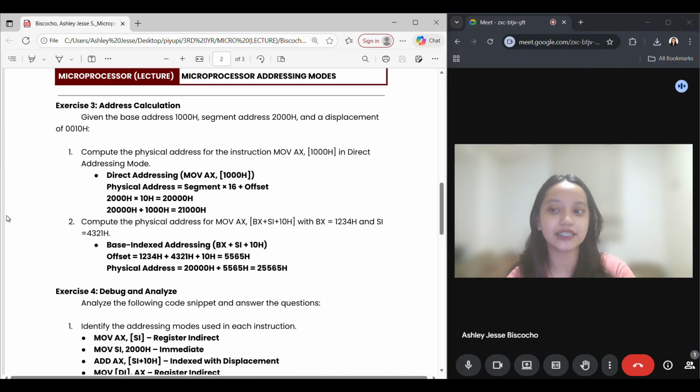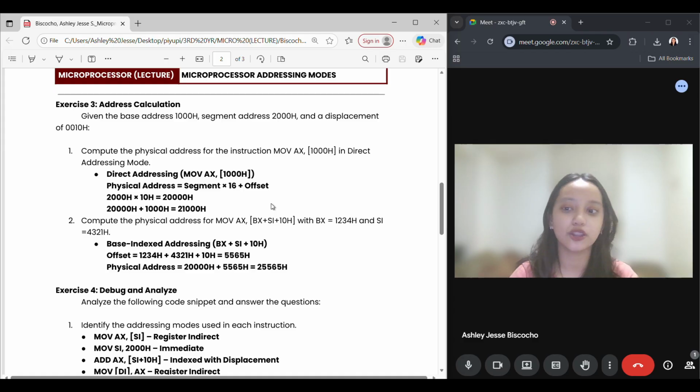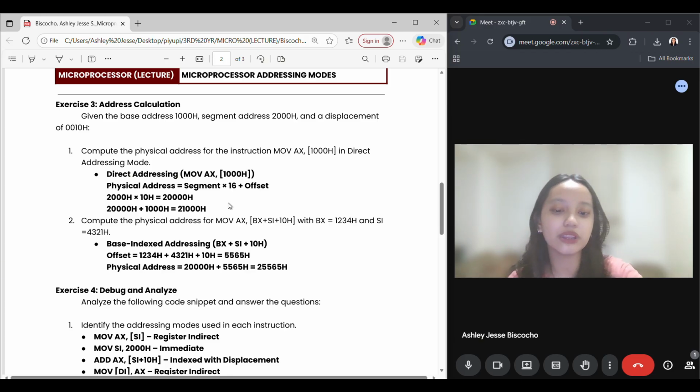For the third exercise, we have address calculation. It involves computing physical addresses. For the direct addressing example with MOV AX, [1000H], we use the segment address 2000H. Using the formula, physical address equals segment times 16 plus offset. We compute 2000H times 10H equals 20,000H, and then add the offset, which is 1000H, to get the final physical address of 21,000H.